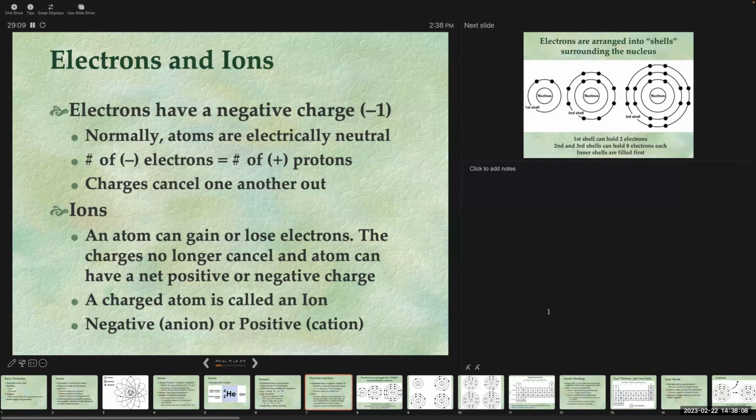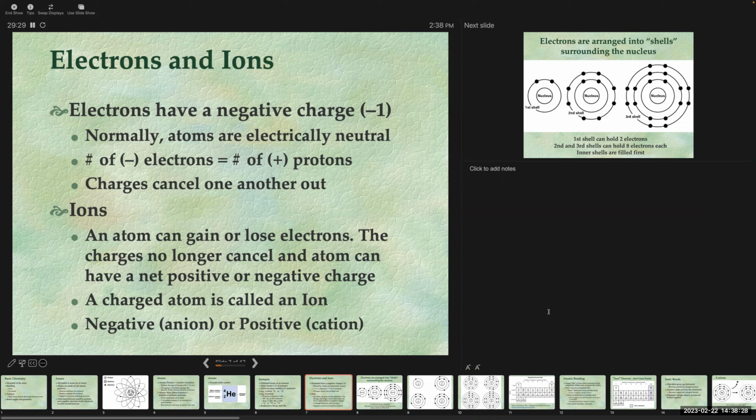We call all of these charged atoms ions. And if an ion has a net negative charge, so if it has extra electrons and has a net charge of -1 or -2 or -3 or something like that, we call that negative ion an anion.